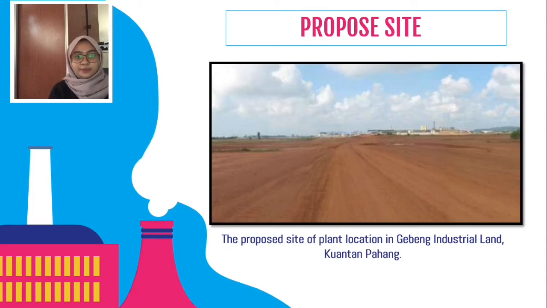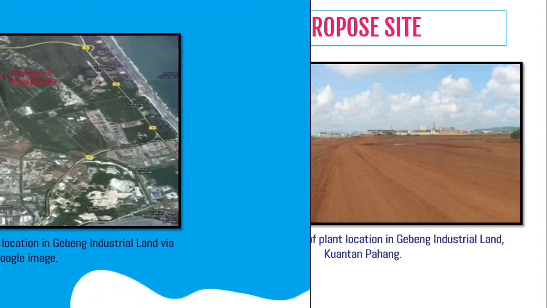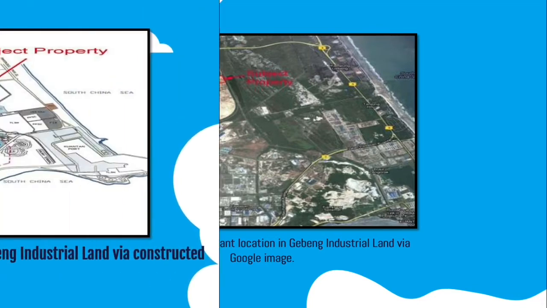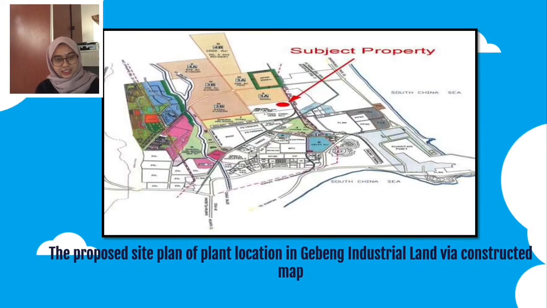Okay, here is the proposed site of plant location in Gebeng Industrial Land, Kuantan, Pahang. Next, this is the proposed site of the plant location in Gebeng Industrial Land from the view of the Google image. And last but not least, this is our proposed site plan of the plant location at the Gebeng Industrial Land from the view of the constructed map.